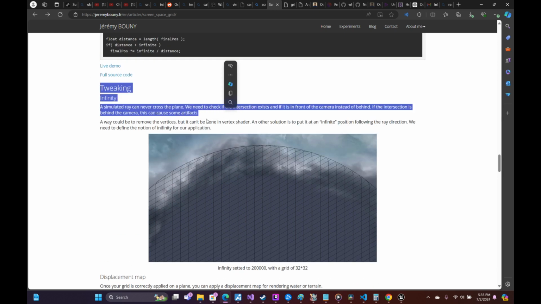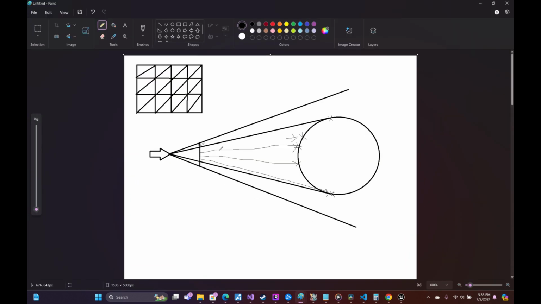A simulated ray can never cross the plane. This is what I was talking about, where you have to deal with infinity, because going back to Paint, if you miss the sphere, if we don't detect a hit, we have to handle that too, and you shouldn't be able to see this vertex anymore. It needs to basically fold behind everything. So this vertex would be way back here, somewhere where it doesn't interfere with the effect, right?